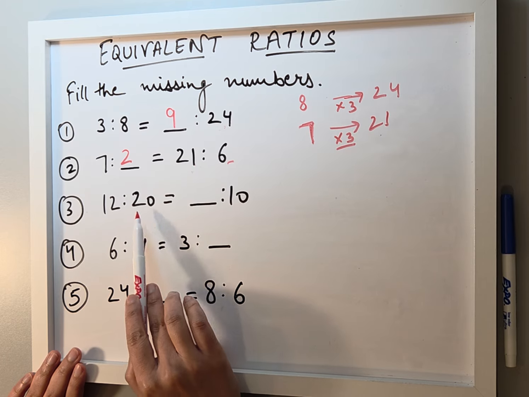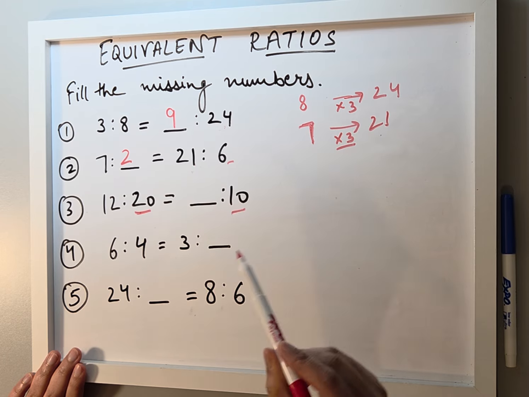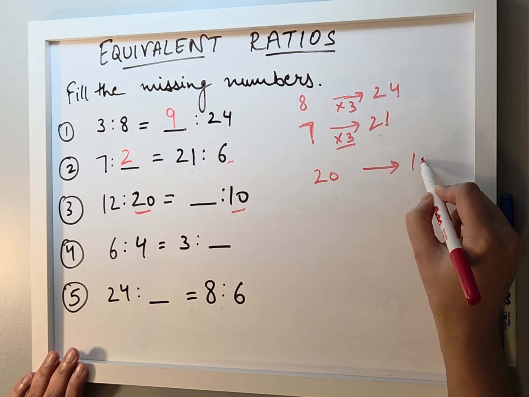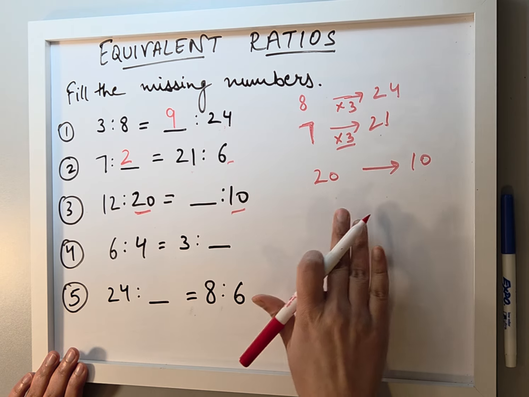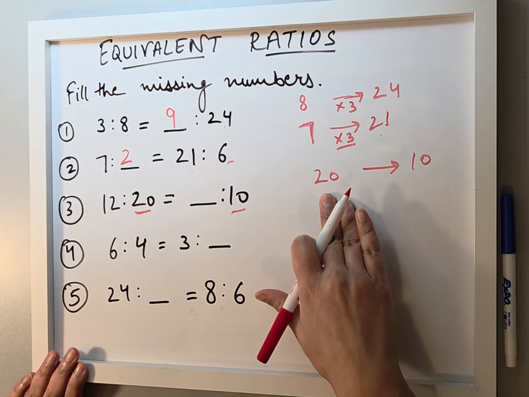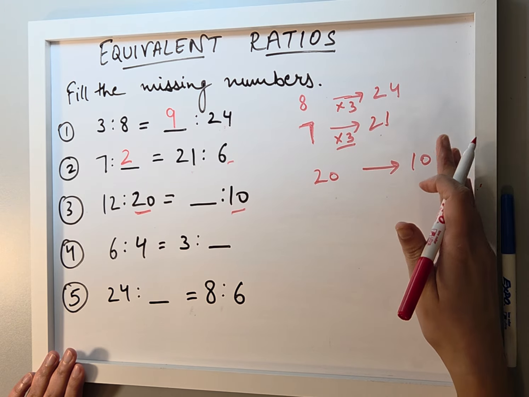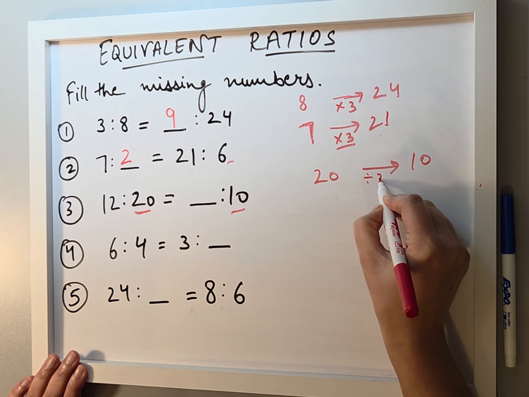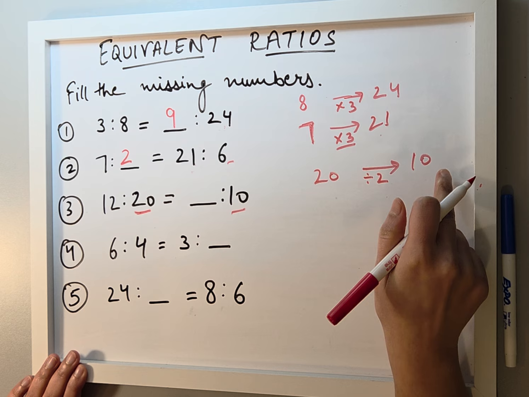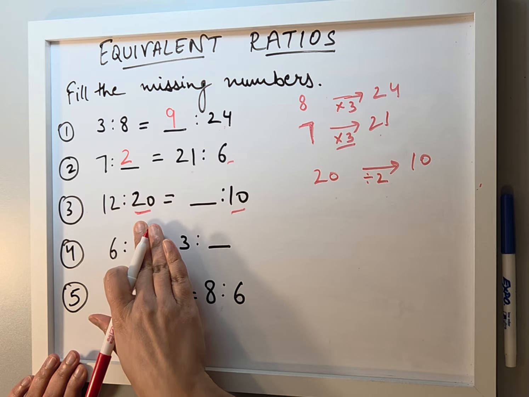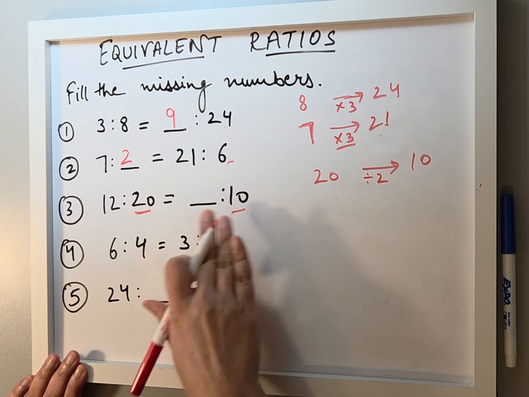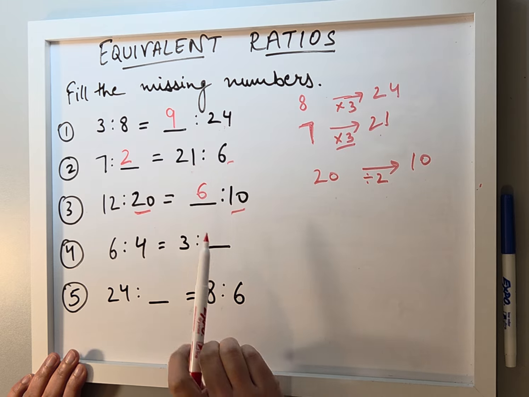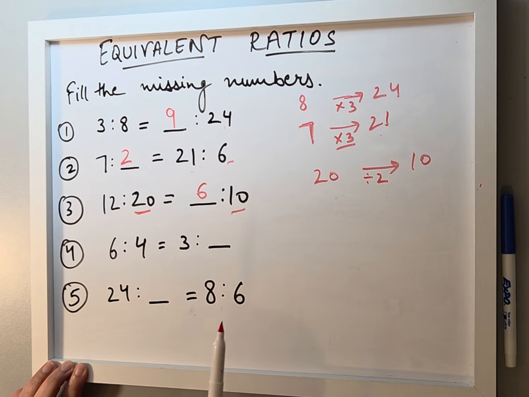So in here we've been given the second number in both the cases. So 20 has to translate to 10. So how does 20 translate to 10? 10 is smaller than 20. So we are not multiplying, we are dividing the number. So if we divide it by 2, we get 10. Okay. So 20 divided by 2 gave us 10. So 12 divided by 2 becomes 6. So it will be 6 ratio 10.